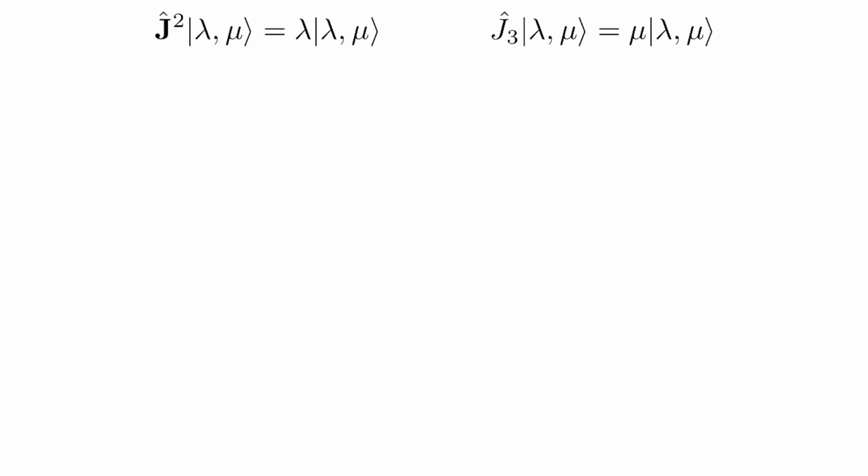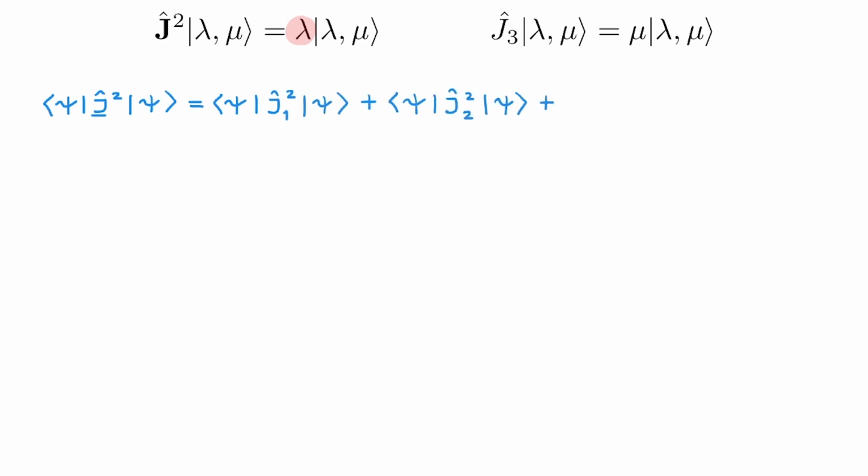The very first result I want to prove is that the eigenvalue lambda is always positive or 0. To do that, consider the expectation value of j squared with respect to an arbitrary state psi. Using the definition of j squared, we can expand this into three terms: the expectation value of j1 squared, the expectation value of j2 squared, and the expectation value of j3 squared.